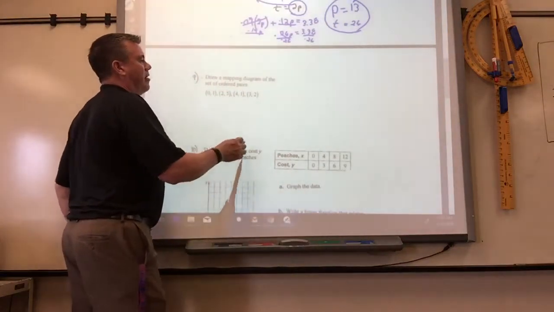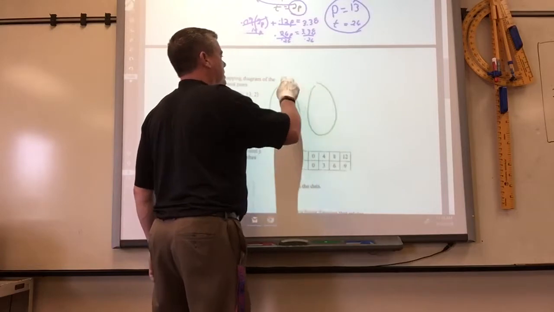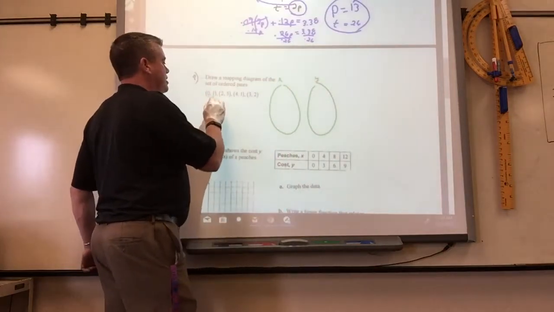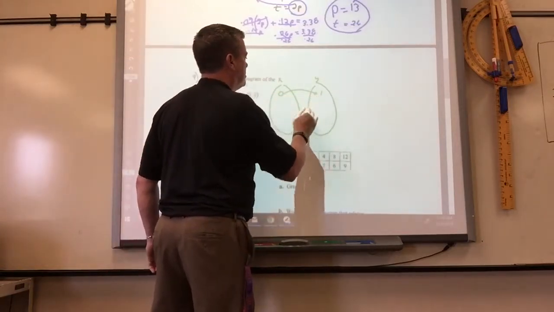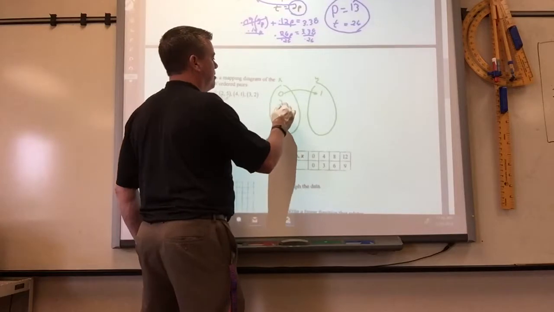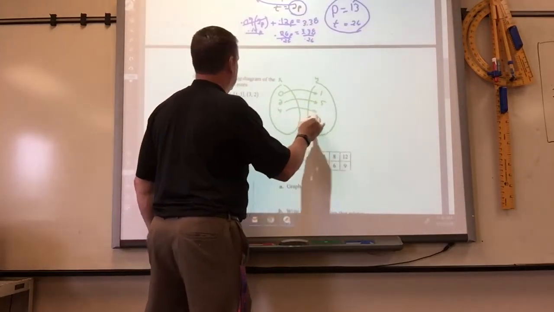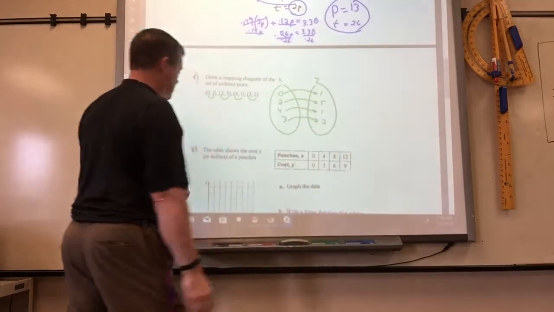Okay, a mapping diagram. That's just when you got the 2 circles. This is your x, this is your y. 0 is the x, and it maps to the 1. 2 goes to 5. 4 to 1, and 3 to 2. That's all a mapping diagram is.